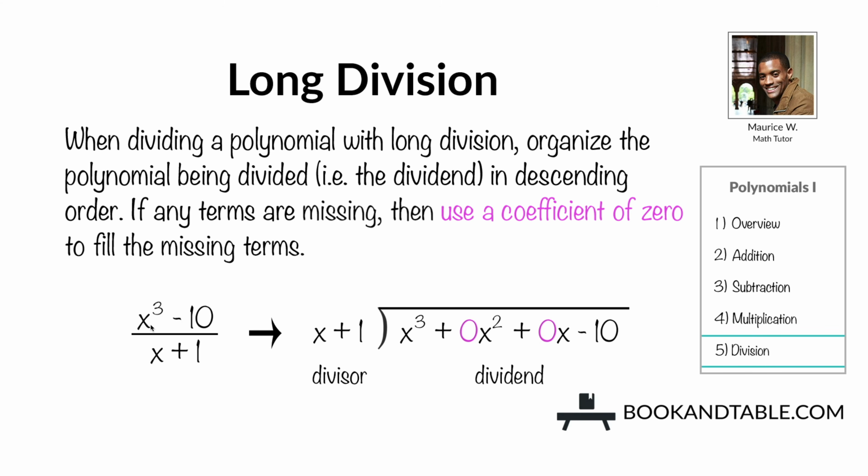Now this polynomial, x cubed minus 10, we don't have x to the second or x to the first, but we fill those in the dividend by adding a coefficient of 0. And we're allowed to do that because 0 times anything is 0. So 0x squared is equal to 0 plus 0x is equal to 0. So this is just to help us complete the long division process, but it does not affect the actual value of the dividend. We are not altering the value since 0x and 0x squared are both equal to 0.